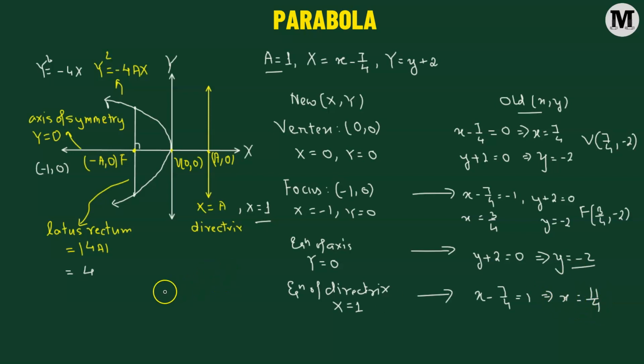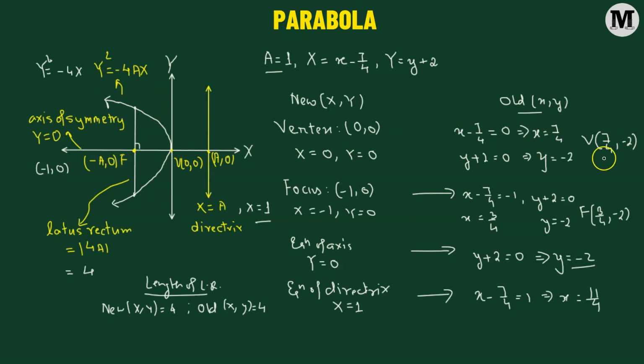And coming to the latus rectum, the length of the latus rectum, length of LR, with respect to the new coordinate system, x, y, came out to be 4 units. Now, with respect to the old coordinate system, it's still going to stay as 4, because the shape of the parabola remains unchanged irrespective of the coordinate system that we are using.